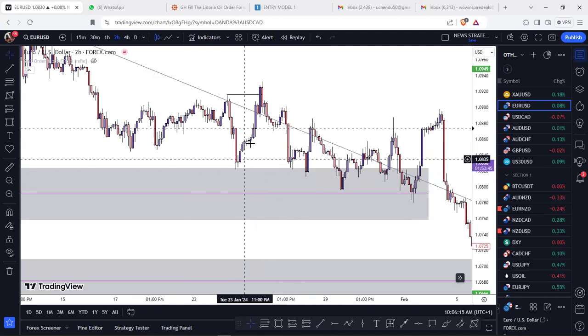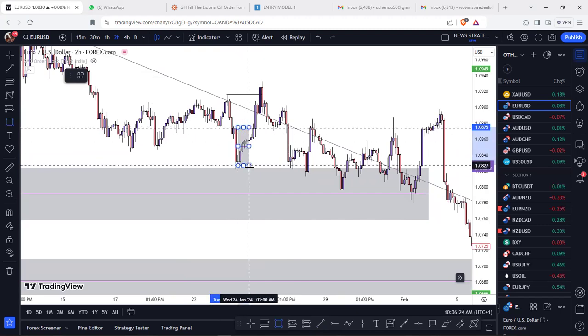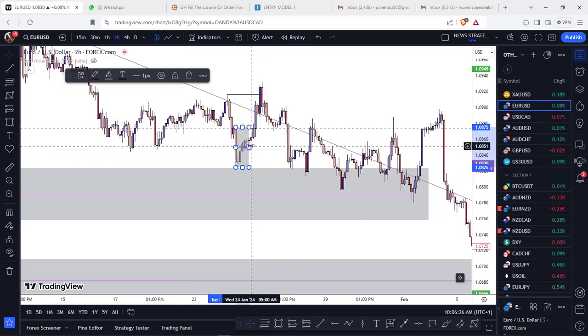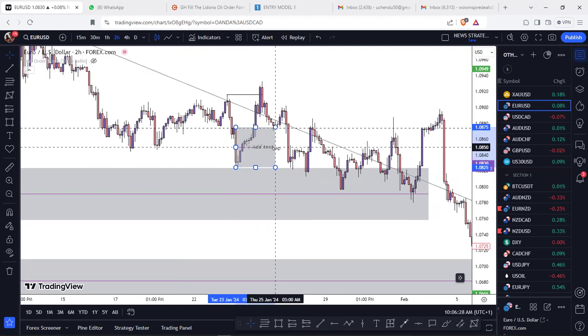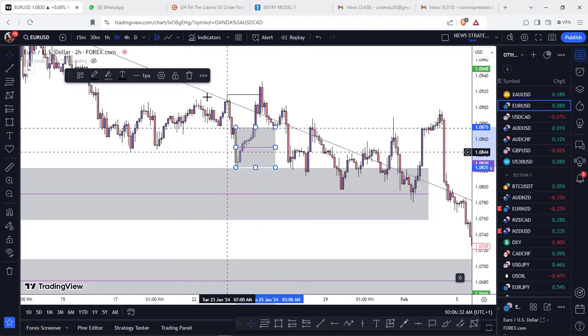We don't have anything. Everything here has been mitigated. Remember that this is an internal candle. It did not take out anything, so it's not valid. So this whole candle doesn't give us any entry. There was no entry on this first move because everything here was mitigated. This is an order flow and it has been mitigated, so we don't have any entry here.